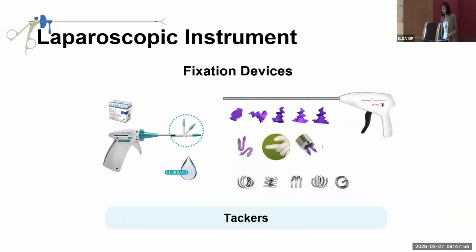And the fixation device. This is what we usually use for hernia repairs. So we have different types of fixation. We have the plastic screw ones, or the clips, the metal ones, and glue.